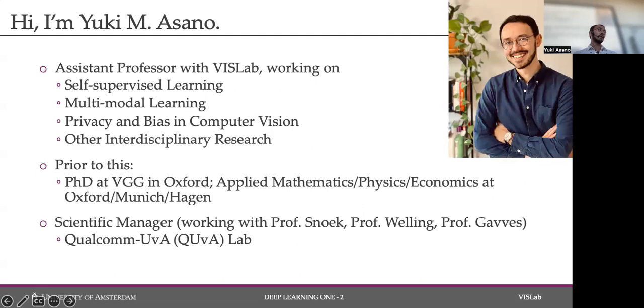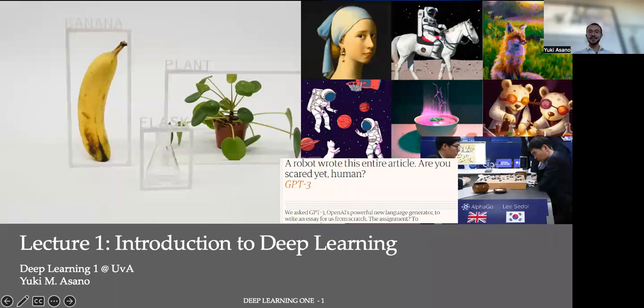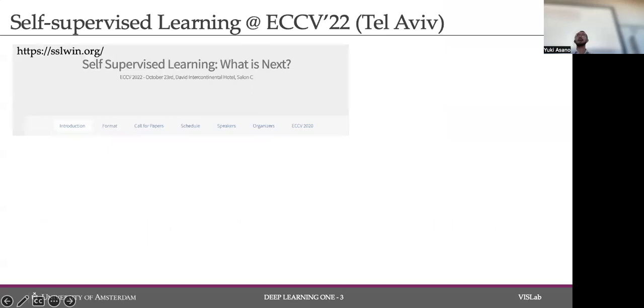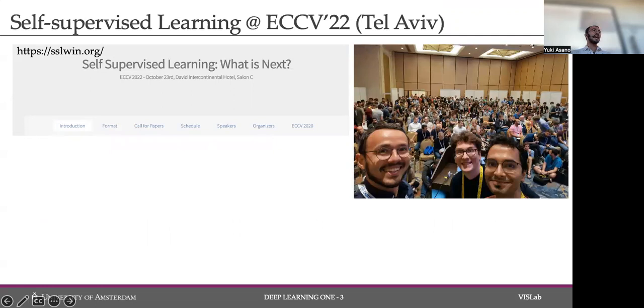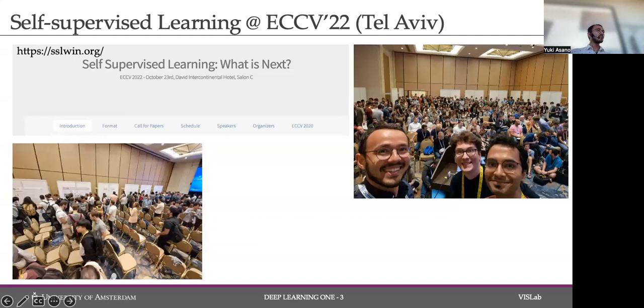All right, so about self-supervised learning, actually I just came back from a workshop at a conference called the European Conference for Computer Vision. It happened in Tel Aviv. What we did here is we organized a workshop on this topic of self-supervised learning. And here's a picture that we took. It was a room full of researchers and we invited some people to give some talks. And we had some posters where people talked about their recent works, and it was overall a really nice experience.